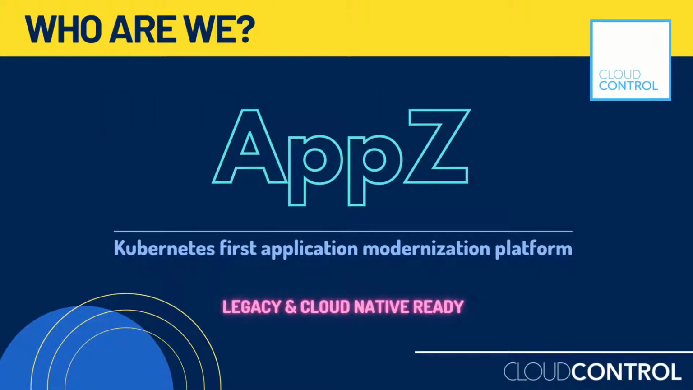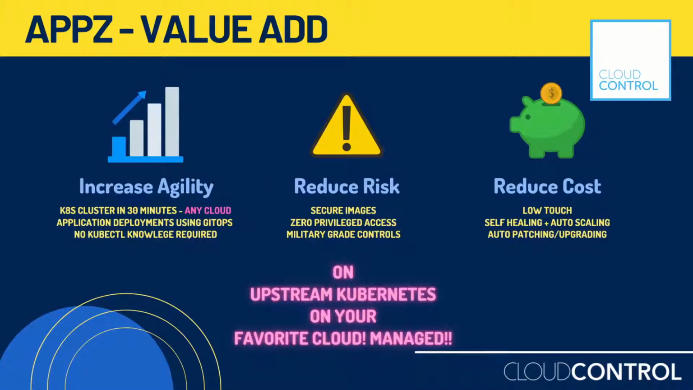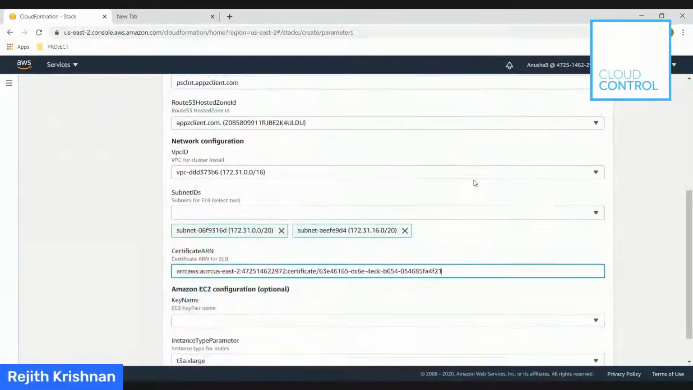AppZ is a Kubernetes-first application modernization platform. It is multi-cloud. It works with legacy as well as cloud native. Today we are going to show the demo on AWS cloud. Go ahead, Sanjeev. The problem that we are solving... why don't we start the demo so that it will be running in parallel, and then we will continue? That's right. Let's switch quickly. There you go.